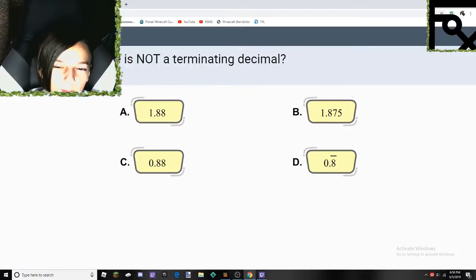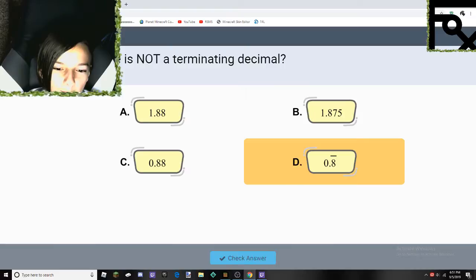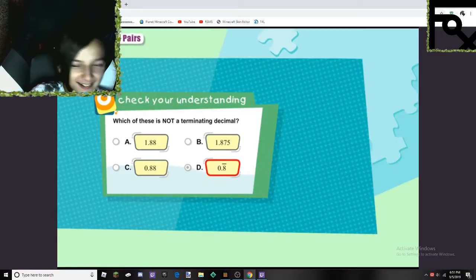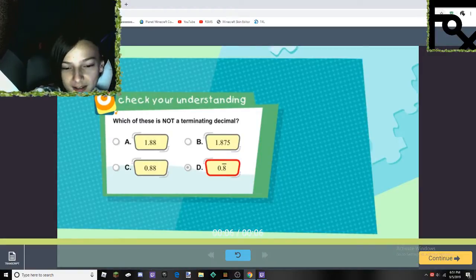Which of these is not a terminating decimal? The answer is D. The bar over the 8 tells us that the 8 repeats infinitely.